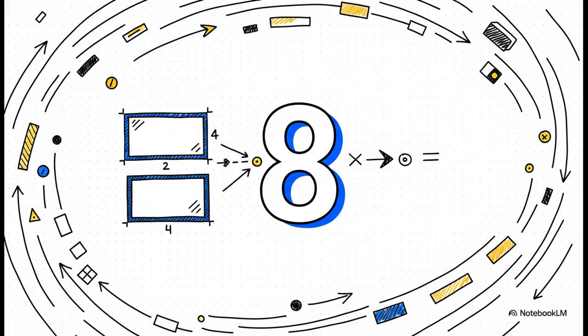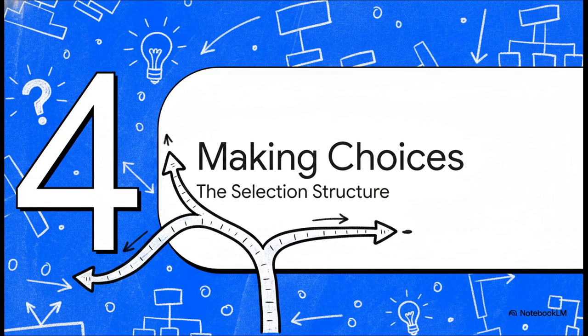You took that length of 2, multiplied it by the width of 4, and got 8. This completely validates how sequence logic works. It executes strictly, relentlessly, in the exact order it's written down. Now for section 4, making choices with selection.